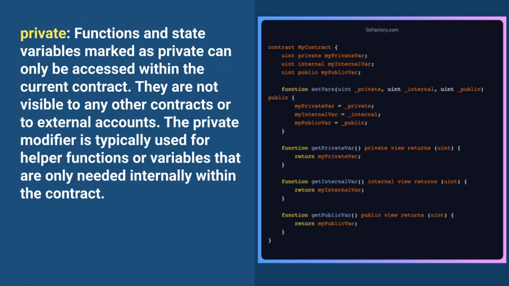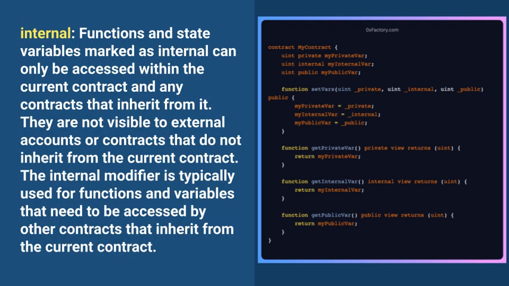Private. Functions and state variables marked as private can only be accessed within the current contract. They are not visible to any other contracts or to external accounts. The private modifier is typically used for helper functions or variables that are only needed internally within the contract.